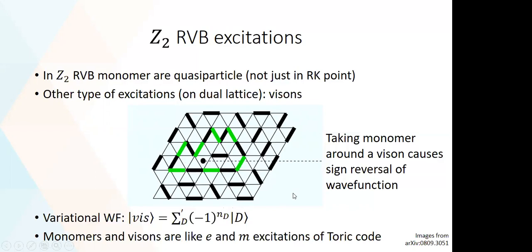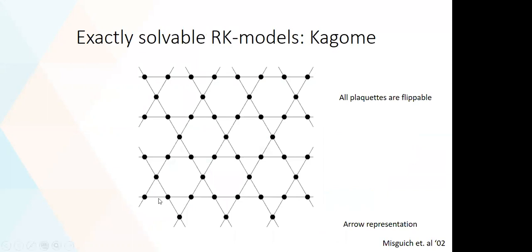Okay. So I want to discuss one last neat feature of the RK models, which I'll also discuss soon in the Majorana dimer case: we can get exactly solvable models. By exactly solvable I mean finding the ground state and all the excited states, not just the ground state as at the RK point. One such model is the RK model on the Kagome lattice.